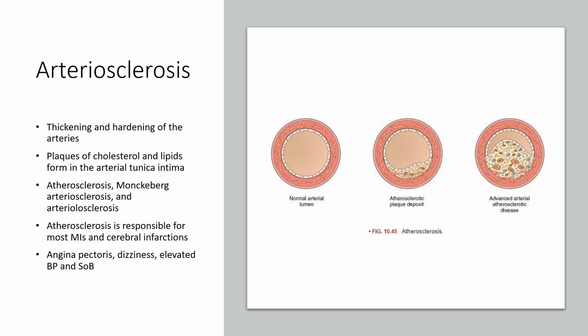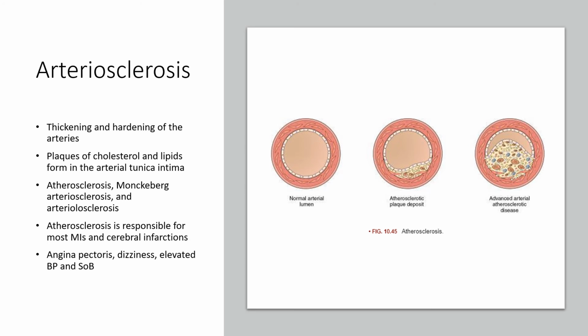Arteriosclerosis is a group of diseases that are characterized by the hardening of the arteries. And it actually has three forms. So we have atherosclerosis, Mönckeberg arteriosclerosis, and arteriolosclerosis. So let's start with atherosclerosis.